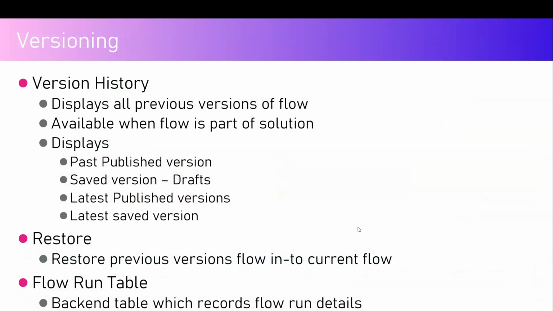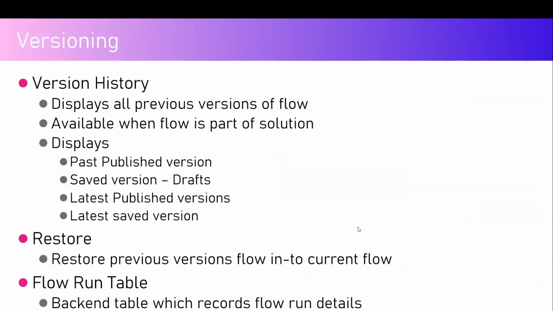Now, version history displays all the previous versions of the flow. It is available when the flow is part of the solution. So you need to make sure that the flow which you author doesn't directly start from make.powerautomate.com, rather go into the solution, create a solution, and then from there create a flow. Now, it displays the current published version, past published versions, and saved versions, like how you save the flow in a draft, and you can see the latest published version, and you can even see the latest saved version.